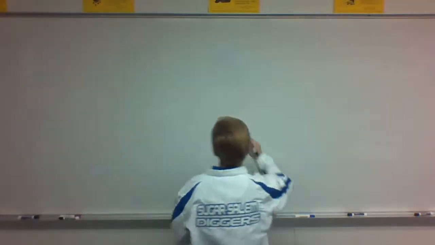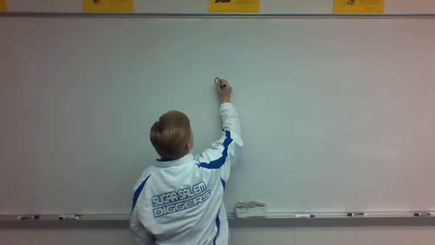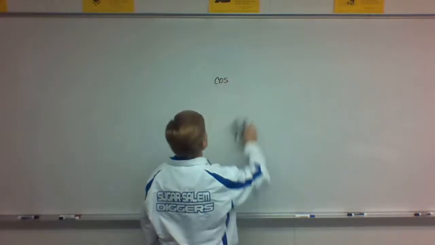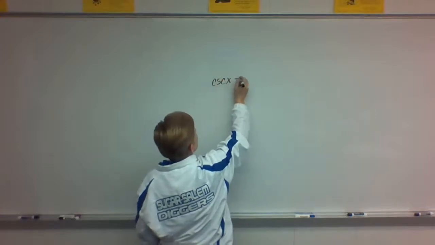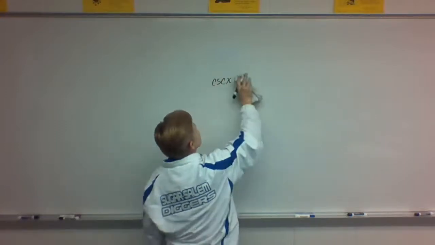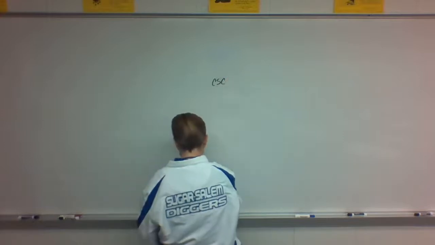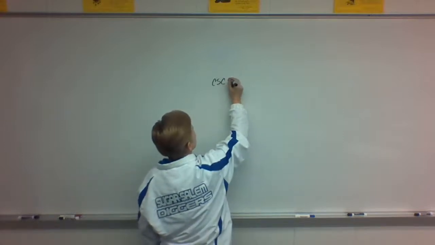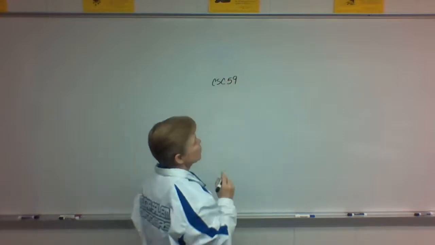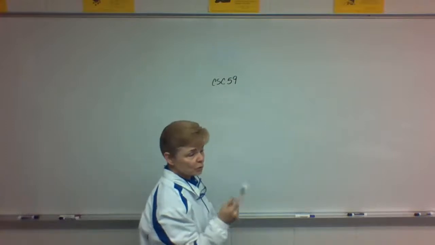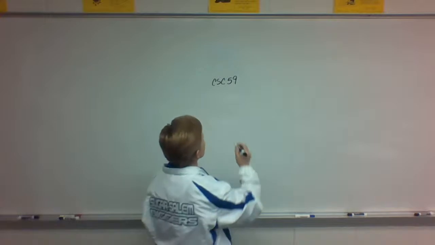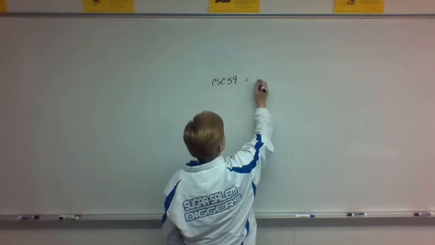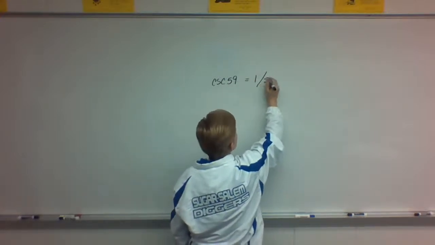So how do you evaluate cosecant? Cosecant of 59, wasn't it? That's what we're trying to do? Well, we don't have a cosecant button, but we have a button that's related to this. What's related to cosecant? Sine. So this is the same thing as 1 divided by the sine of 59.